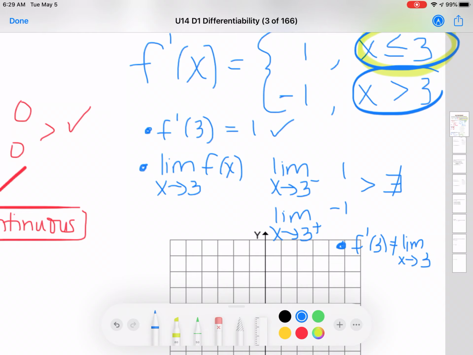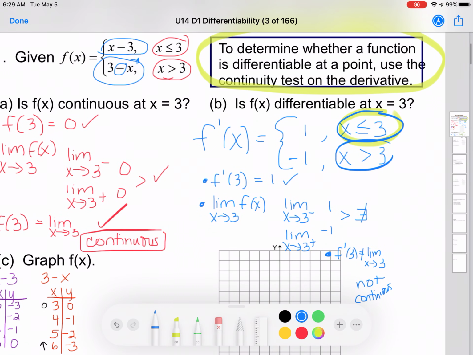So then this one is not continuous. Right, so if this is not continuous, then is this differentiable at 3? So the answer is no. Okay, so let's backtrack on this.